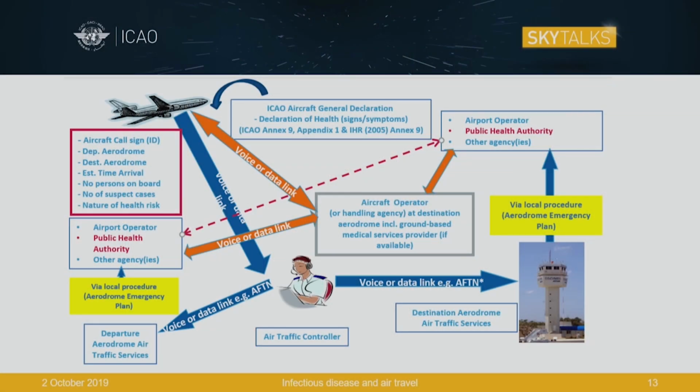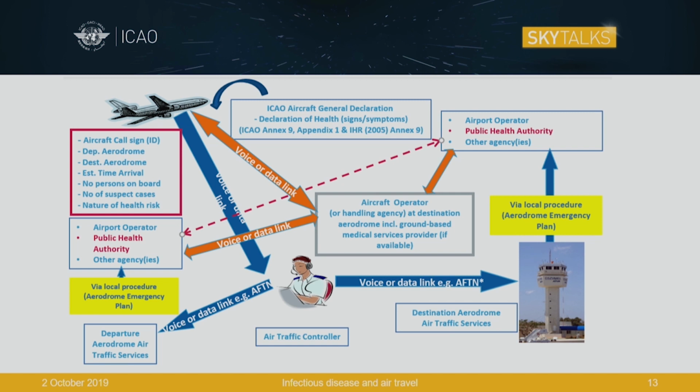Okay, now this is a complicated slide and I'm not going to go through that. All you need to know is the aircraft is on the top. And these are all the processes that take place when you have a case of any medical case, especially if you think there's a communicable case on board. You have to follow all of these.